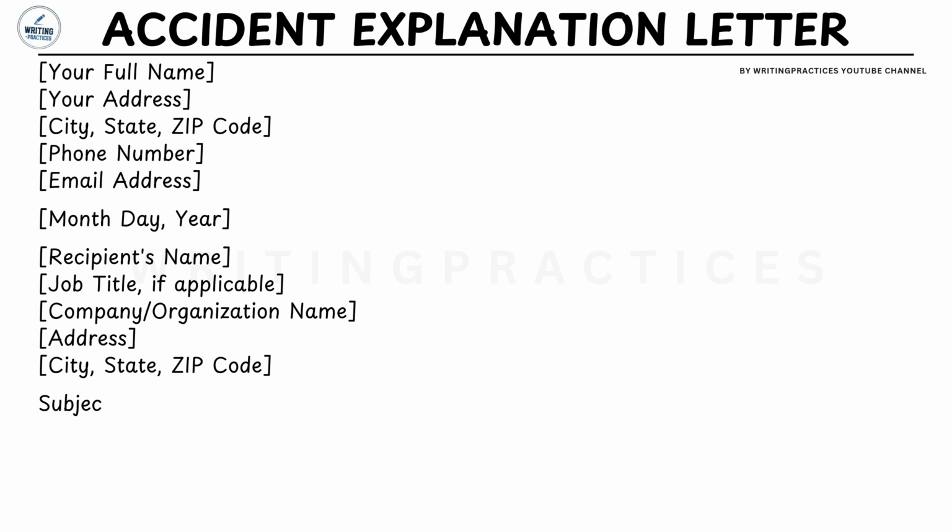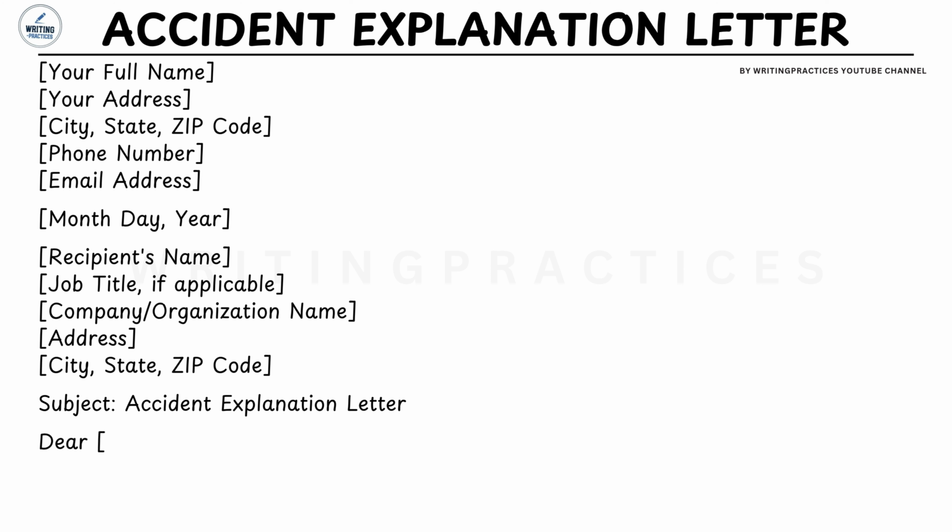Subject line. Now write a clear subject line. For example, subject, accident explanation letter. The subject immediately informs the reader about the purpose of the correspondence. A straightforward subject line makes the document easier to identify and file. Salutation. Address the recipient professionally. For example, Dear Ms. Reynolds. This establishes a respectful and professional tone from the beginning of the letter. Using the correct name and title demonstrates professionalism.